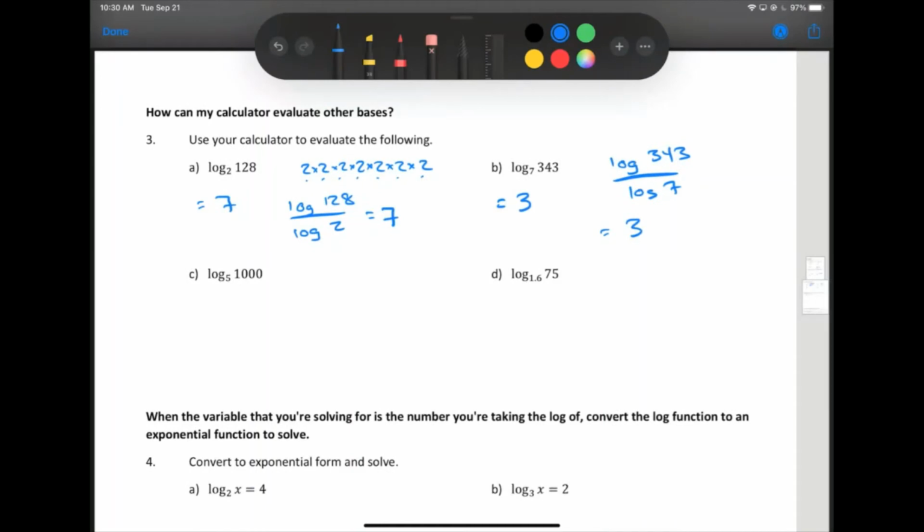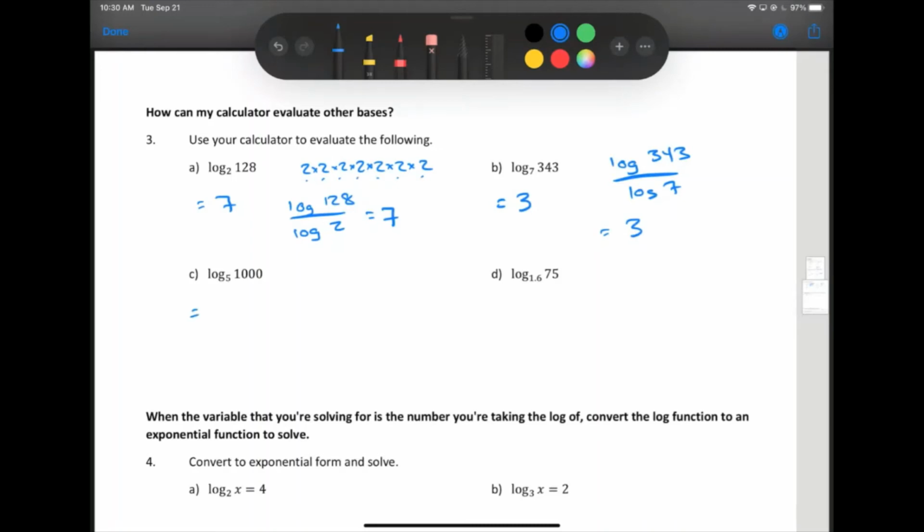For part C, we're not going to be able to get this one bang on, but we can estimate it a little bit. 5 to the exponent 1 is 5. 5 squared is 25. 5 cubed is 125. 5 to the 4th is 625. And 5 to the 5th is, I don't know, over 3,000. So the fact that 1,000 is between 625 and 3,000-something tells me that my log should be between 4 and 5. I have no idea. 4.5 maybe, 4.7, 4.3, doesn't matter to me.